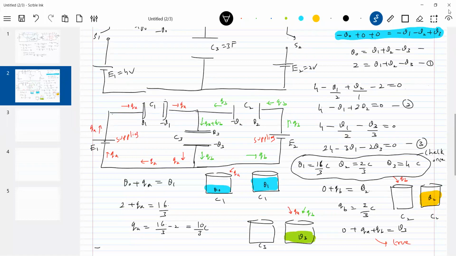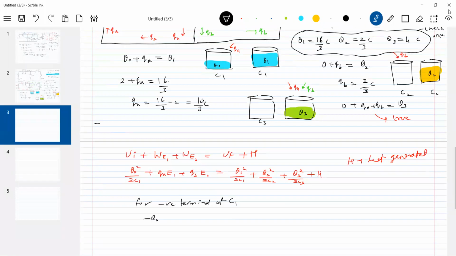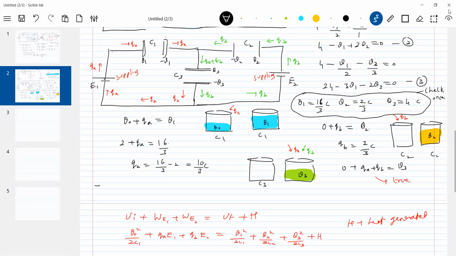So shall I scroll down for the negative plate? How to think for the negative plate? Minus Q naught, charge left, minus QA, and it has become finally minus Q1. So you can write for the positive or negative plate.